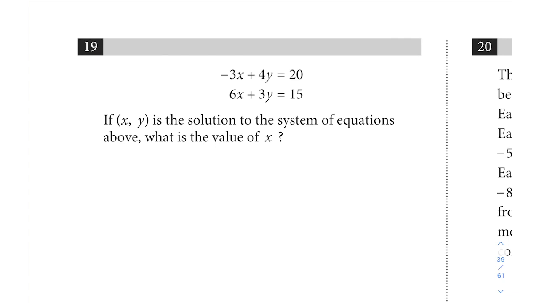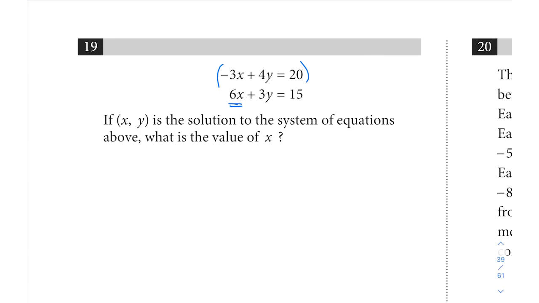And when it's set up this way, where they don't already have a variable isolated for you, then the ideal way to solve is by using elimination. We want to see if we can eliminate one of these variables. And so you can eliminate your x or your y. In this one, it's probably a little bit easier to eliminate the x because we don't have to multiply both equations by a coefficient, just the top one.